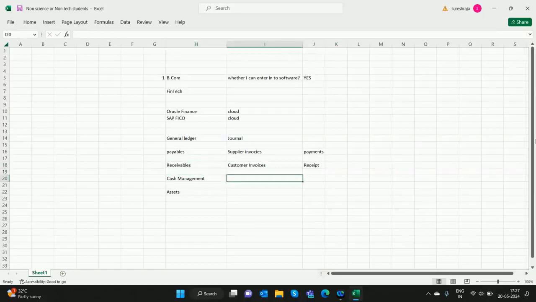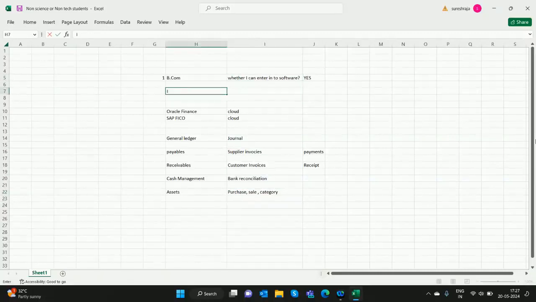What is cash management? Bank reconciliation. Whatever you read in plus one or plus two, it is very basic accounting only. Assets: purchase of asset, sale of asset, categorization of asset, location movement. See, it doesn't involve any coding. Just this is the basic.